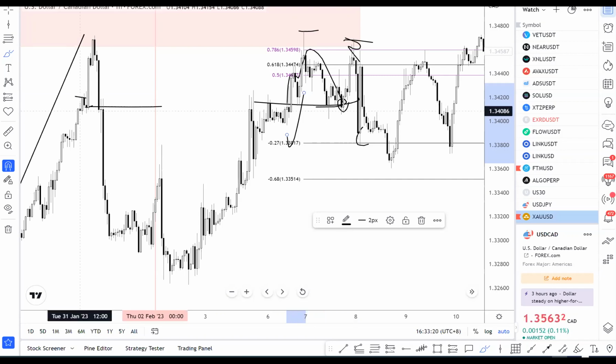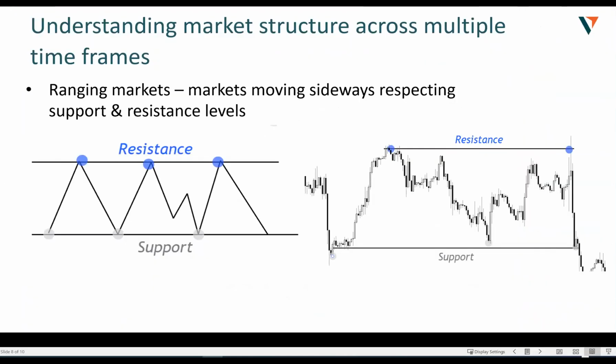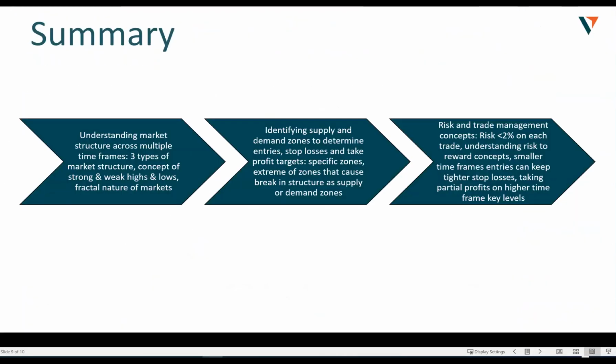So that's what we have for today's session. I hope this is clear. We talked about market structures. We've been through it quite a few times: order flow, understanding the concepts of strong highs and lows, weak highs and lows, and looking at uptrend, downtrend and sideways, using these market structures to help you in your analysis.